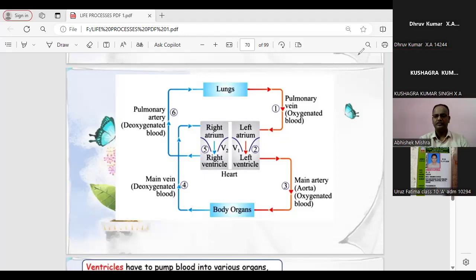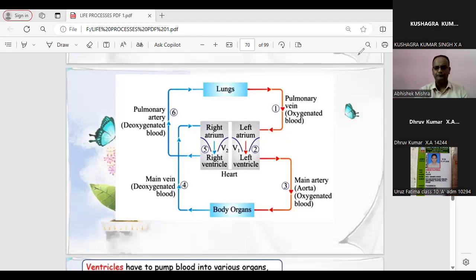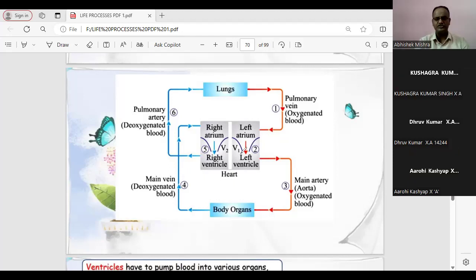Okay, Kushagra also wants to answer. Kushagra, unmute yourself. Sir, due to a strong contraction of the ventricles, high pressure is exerted in the ventricles. Yes, the ventricle muscles are strong. To withstand the high pressure, the ventricles need to be thick, the walls need to be thick, and that is why they have this. Okay, fine.